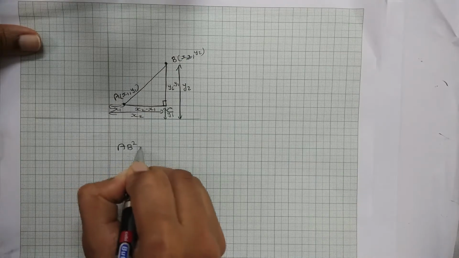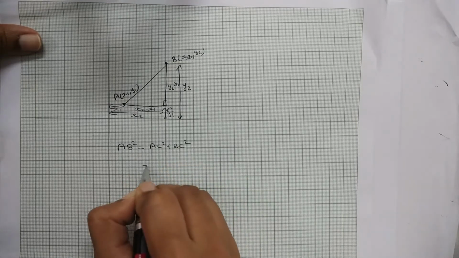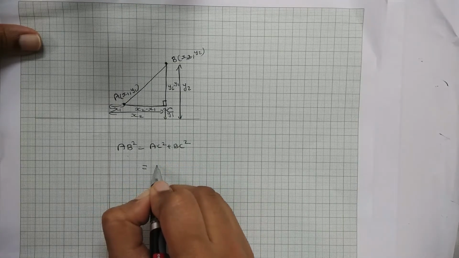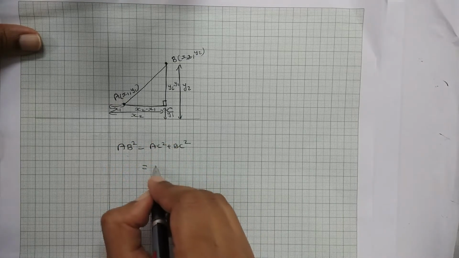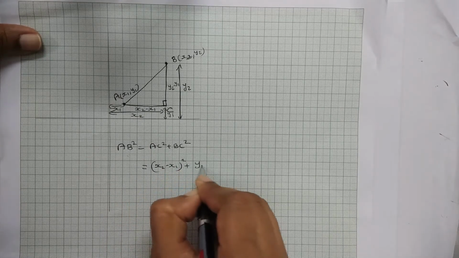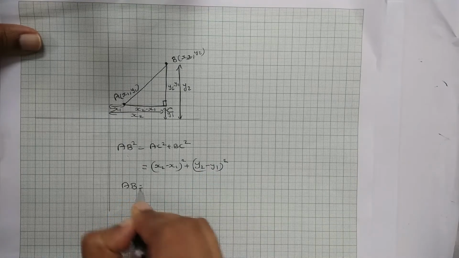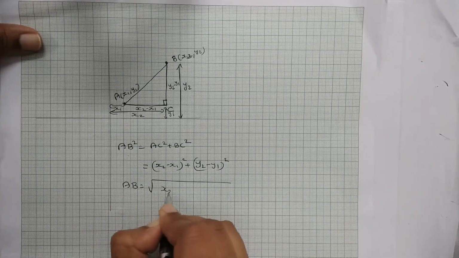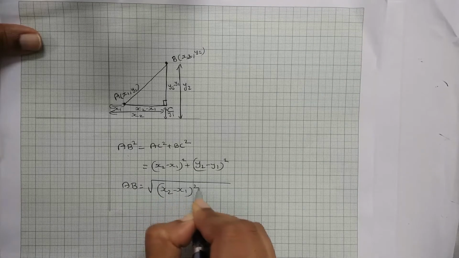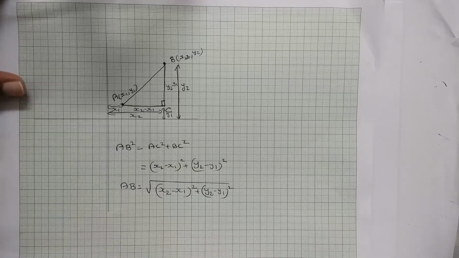So how will you find out AB here? AB square is equal to AC square plus BC square, right? So AC is how much here? x2 minus x1 the whole square plus y2 minus y1 the whole square. Now you have to get AB here. So AB is equal to root of x2 minus x1 the whole square plus y2 minus y1 the whole square. This is what we call the distance formula.